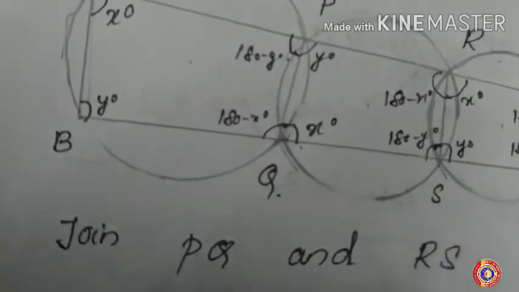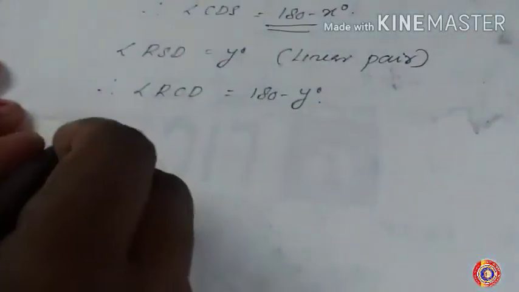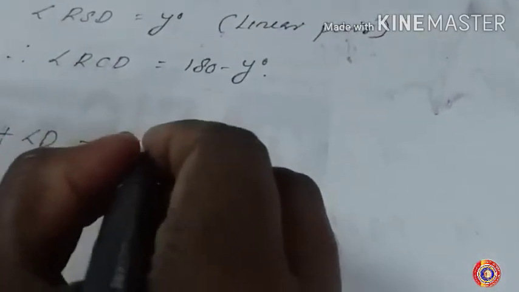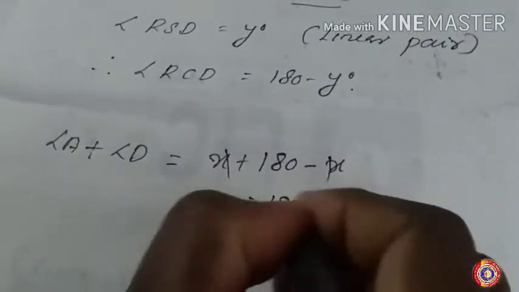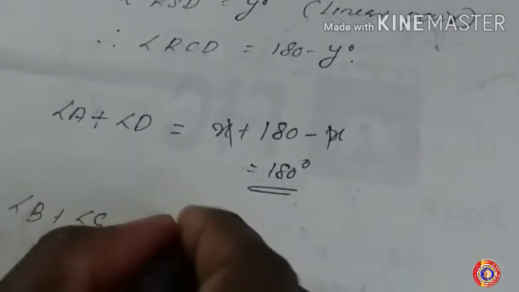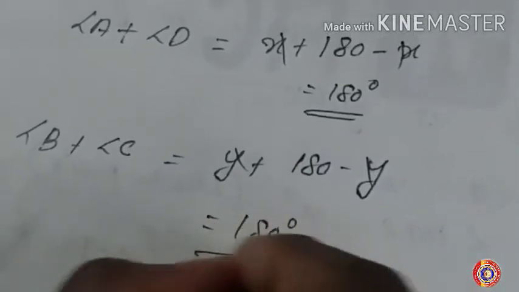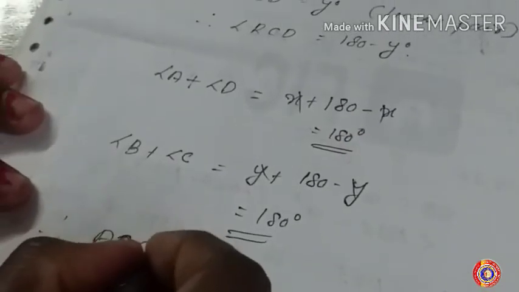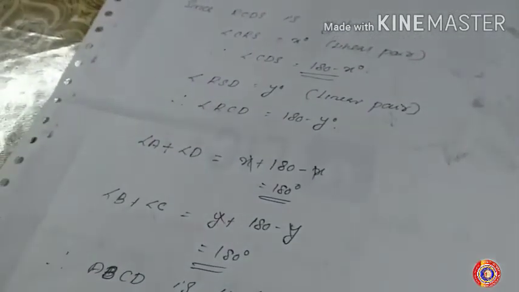Next, we have to take the sum of opposite angles. First of all, angle A plus angle D and angle B plus angle C. Angle A plus angle D is equal to x plus 180 minus x, which is equal to 180 degrees. And angle B plus angle C is equal to y plus 180 minus y, which is equal to 180. Both show that the opposite angles are supplementary. Therefore, we can write ABDC is a cyclic quadrilateral.